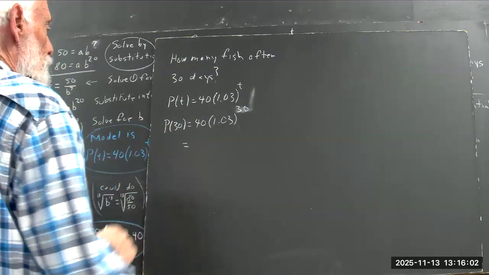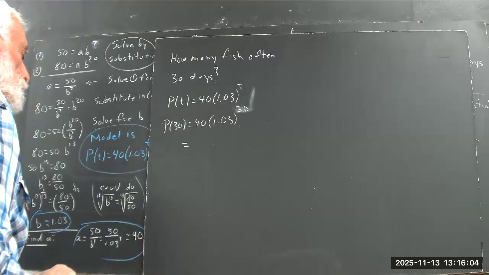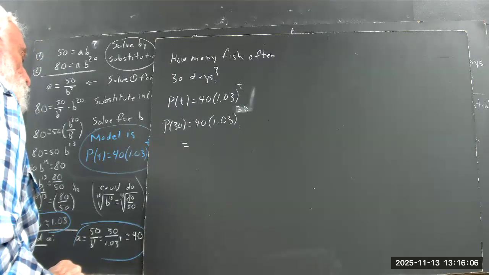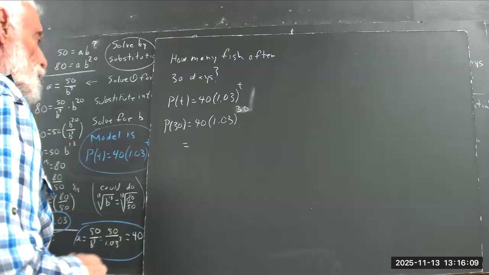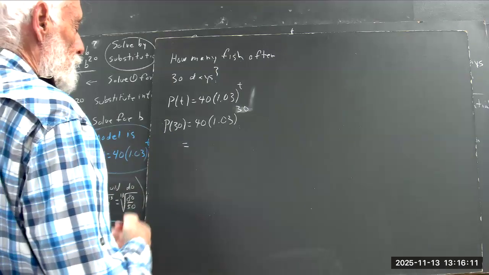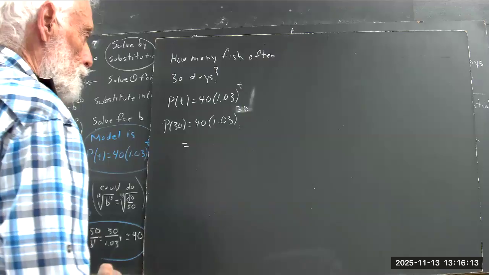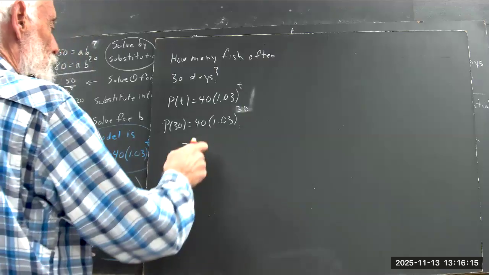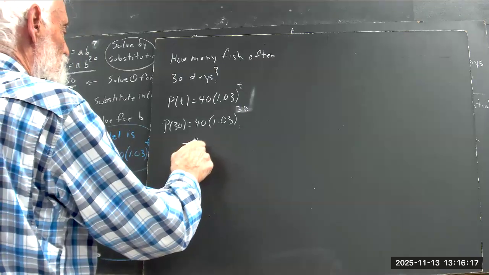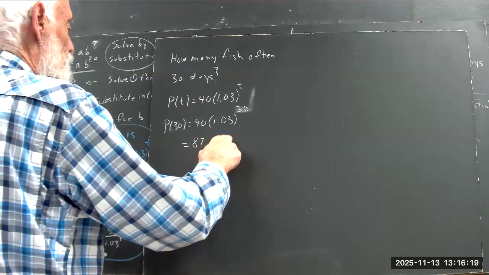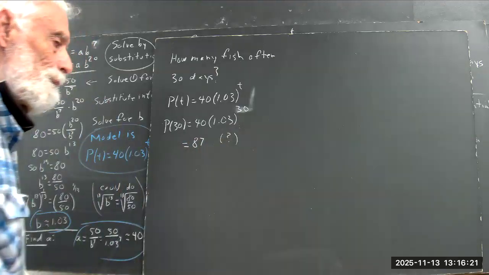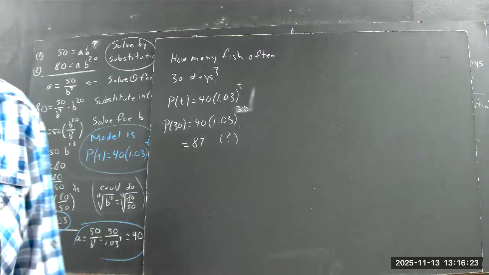Well, what's that going to equal? Started at 7 days, that's 27 days, doubling time about 24 days. So I'd say we end up with maybe 87. You put that into your calculator, okay?